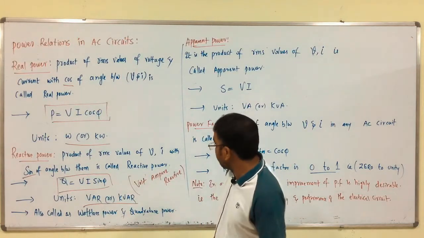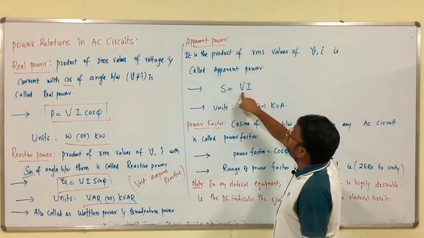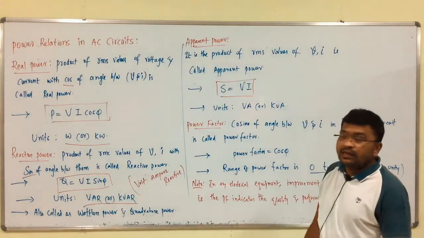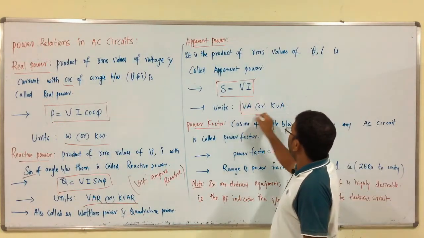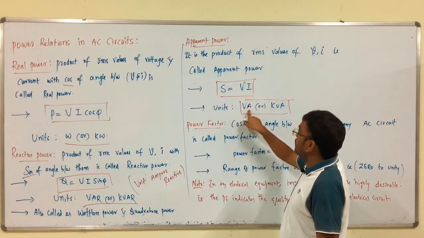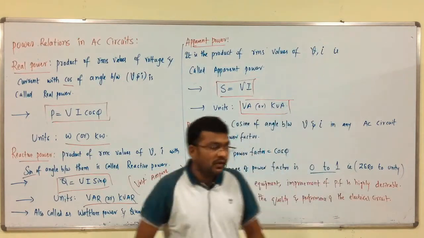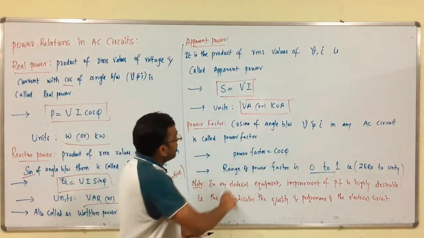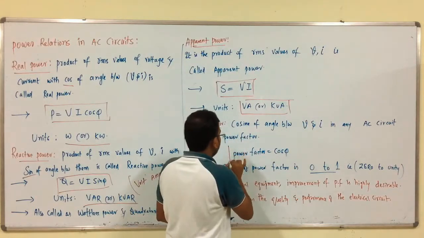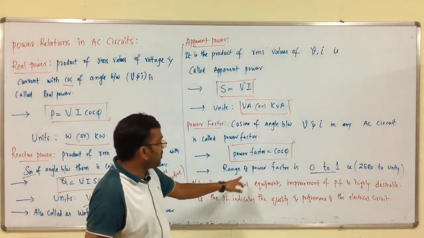Okay. Next, apparent power. It is the product of RMS values of voltage and current, that is it. The unit of voltage is volt and the unit of current is amp, that is why volt-amp. Next, power factor. What is power factor? That is nothing but cos phi. The cosine of the angle between V and I in any AC circuit is power factor, cos phi.